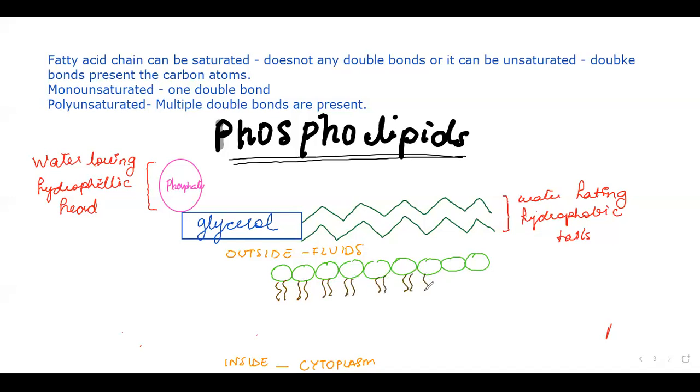Now, generally, if we take a bunch of phospholipids and we put them in a fluid, what will I see? I will see that they will actually end up making a ball. And they will make the ball in such a way that the water-loving portion of the molecule will be facing the outside, the fluid portion, while the water-hating tails will all face the inside of the ball.